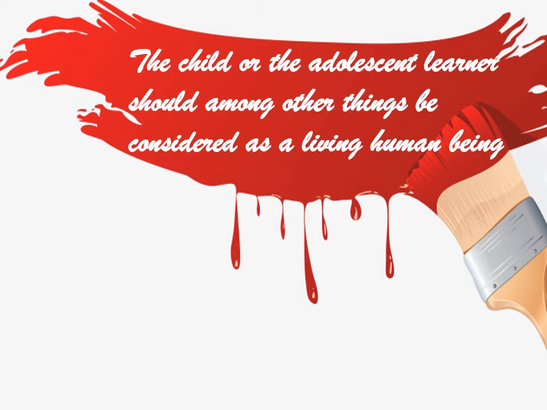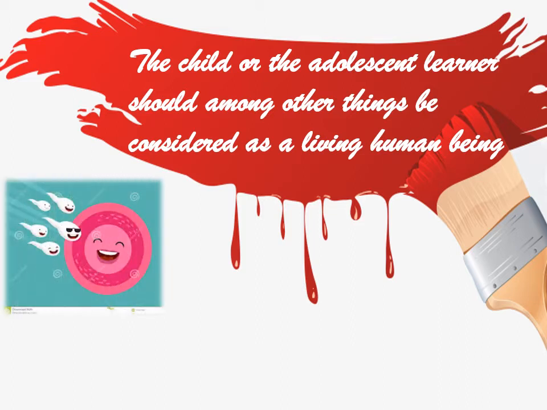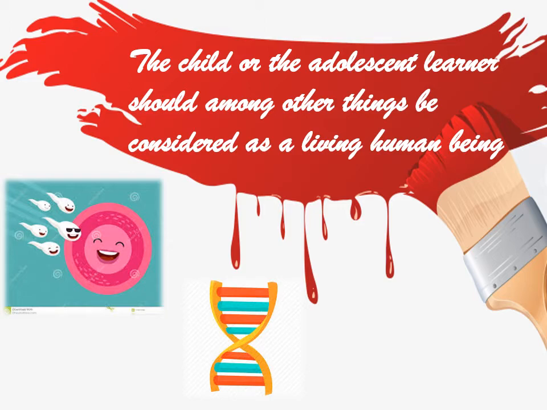Number 1. The child, or the adolescent learner, should among other things be considered as a living human being. As such, he undergoes the process of growth and development. To every child, the potentialities of growth are inherent at the time of conception and are determined by the genes, the carriers of heredity, but without a favorable environment, normal growth and development cannot occur.